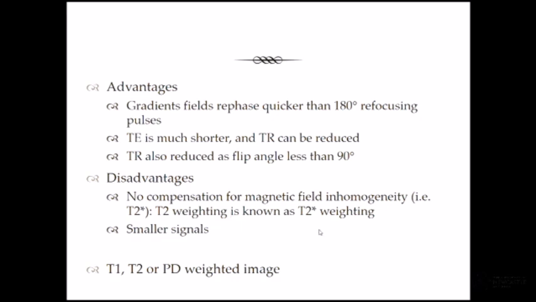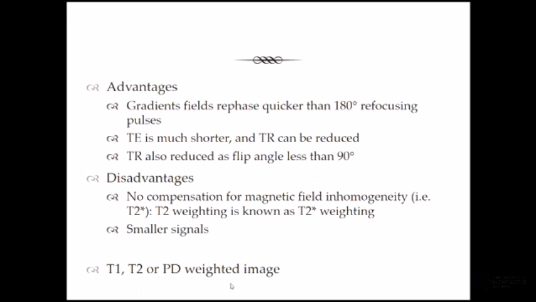Disadvantages is that there's no compensation for that magnetic field inhomogeneity. So our T2 weighting is now really T2 star weighting because we haven't compensated for those inhomogeneities. And remember, those inhomogeneities can be inherent in us. Areas where we have soft tissue next to air will give you inhomogeneity. Areas where we've got metal implanted inside the body, whether it be a prosthesis, surgical clips, or even things like metal braces will give us inhomogeneity, so we can't correct for those as well. We tend to have smaller signals, so we have smaller signal to noise ratio.